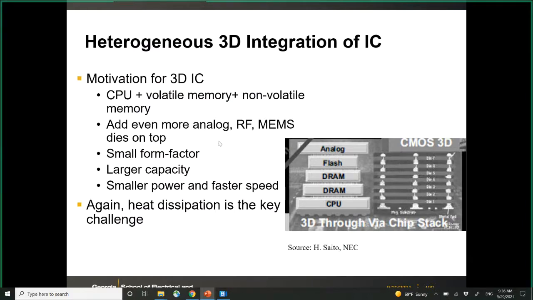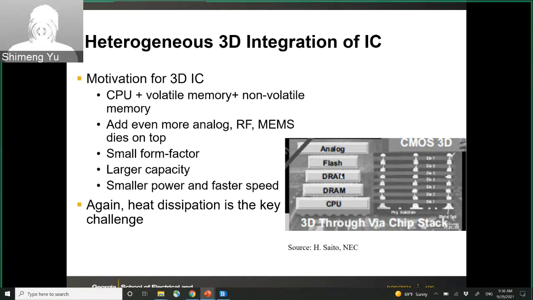But again, the heat dissipation is a potential problem. As you may notice, across those stacks the CPU should be the hot spot, because as you do the active computation, the CPU will have higher temperature than the other stacks.